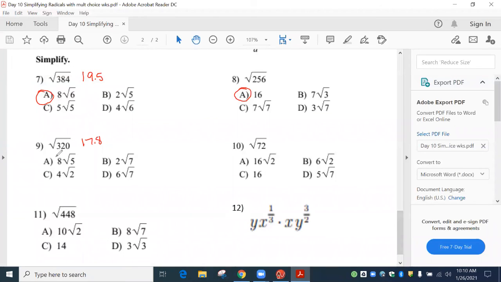Now, here's how they trick you. On the STAR test, there should only be one right answer. But the way they trick you is they will give you other answers that also come out the same because they're not simplified all the way. And the way to beat that is you always pick the one with the biggest number on the outside. So if you get 2 numbers that are the same, then whatever has the biggest number on the outside, that's your answer.